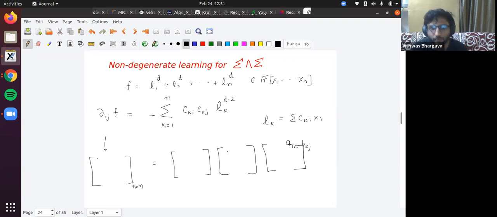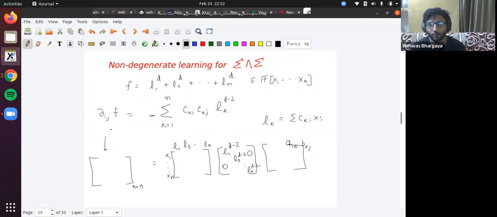Where the middle one is the diagonal matrix with L_1 to the d minus 2 up to L_n to the d minus 2. And this is essentially writing your L_i, say L_1 to L_n, in terms of x_1 to x_n, and this is its transpose. Okay, so let me elaborate. This is basically the coefficient of x_1 in L_1 and so on. So this decomposition holds because of this identity.